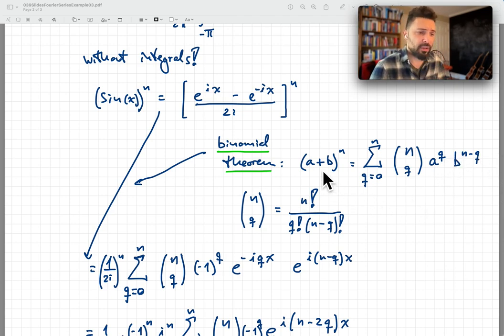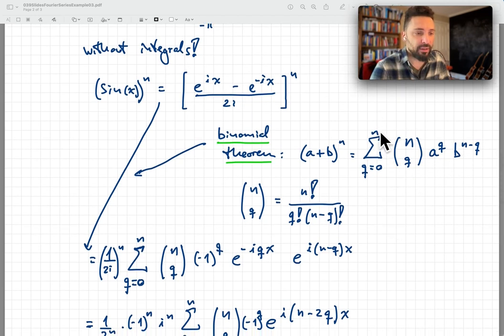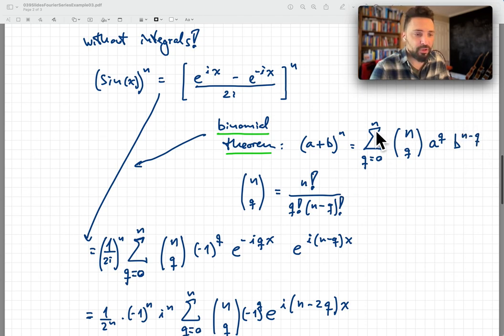And of course, you can choose what you call a and what you call b. We can in fact flip a and b and put b here instead of a and a here instead of b. So there's a symmetry in this formula between the terms close to n and the terms close to 0. We'll get back to that in the video on the binomial theorem. But for now, we're just going to use this result as written here, and remember that this binomial coefficient is simply given by n factorial divided by q factorial times n minus q factorial. So this is just a formula.